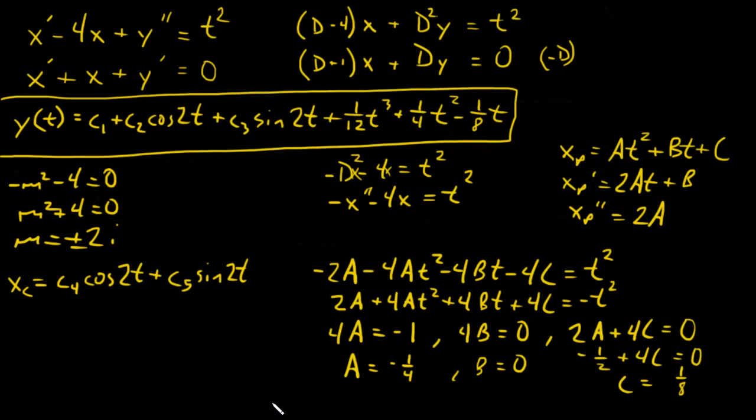Here we go. So now that I have my coefficients, I can generate my particular solution, and that is going to be of the form x of p equals -1/4 t squared. The b is a 0, and then I just have the c, so it's just plus 1/8. Okay? So if you'll allow me, I'm going to write that under here.